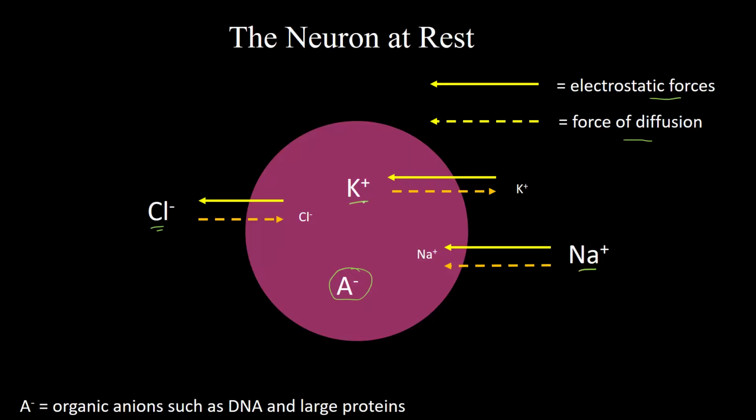Potassium, higher concentration inside, so the force of diffusion is going to try to get it to go down its concentration gradient from inside to out. The electrostatic force will try to bring it back in.